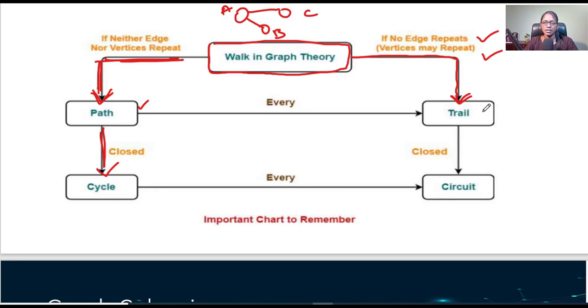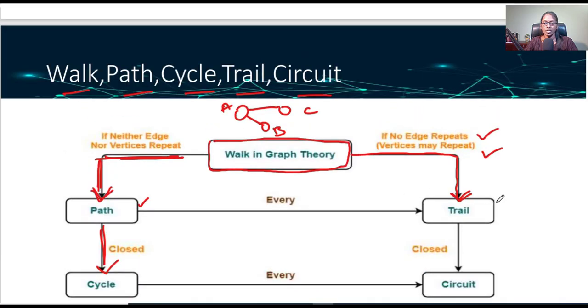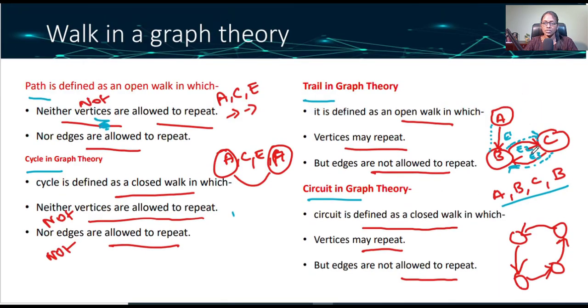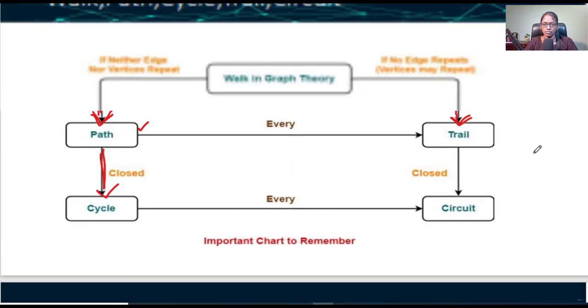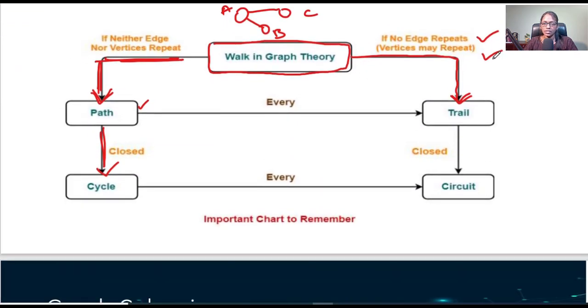In a trail, if you have a closed walk, then it is called a circuit. In this trail itself, if you see A, B, C, B, A, then it is called a circuit. If no edges repeat and vertices may repeat, it is called a trail. In a trail itself, if you have a closed trail, then it is called a circuit.